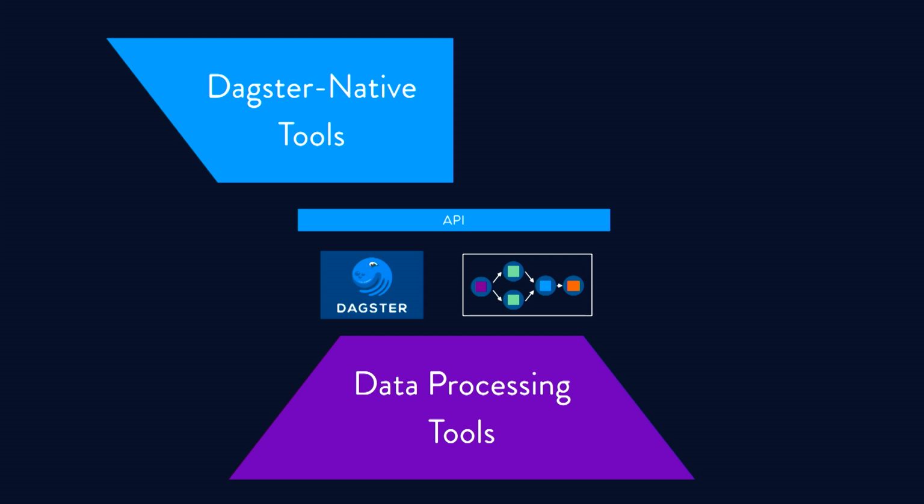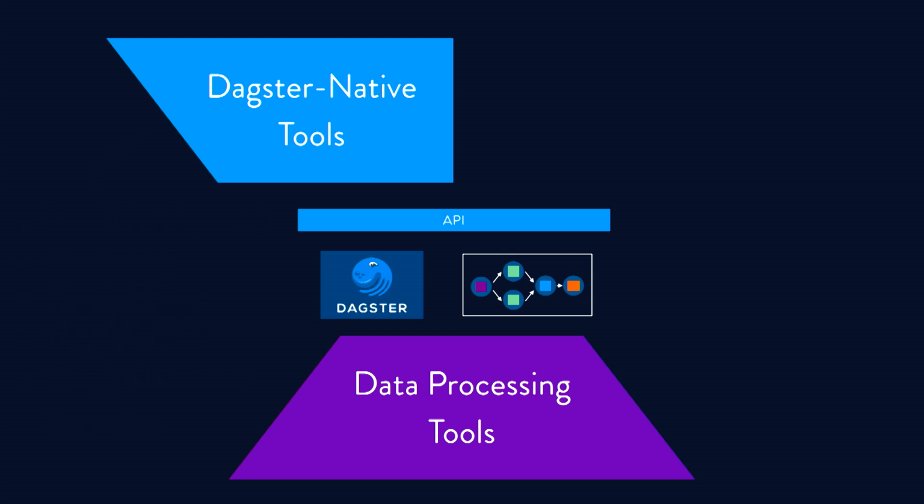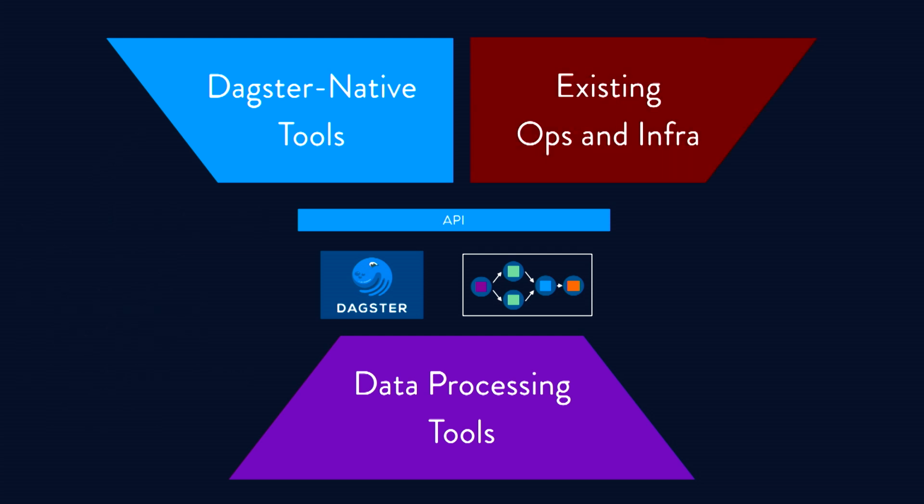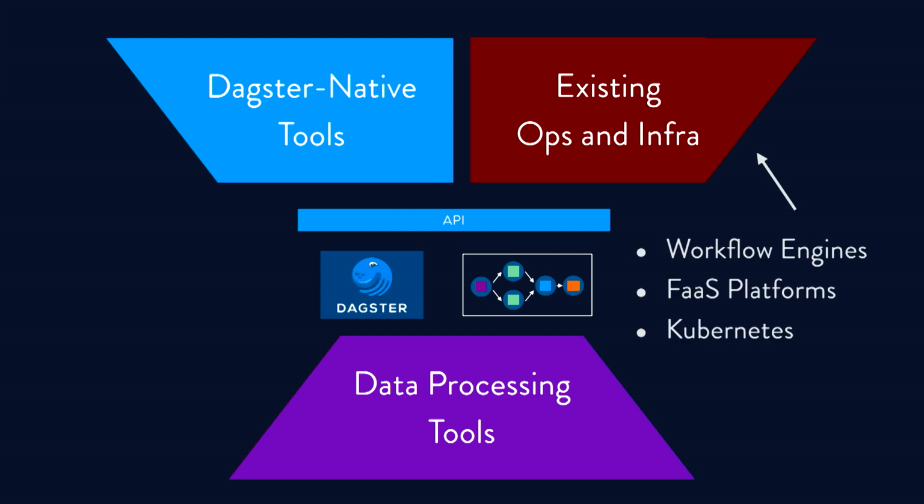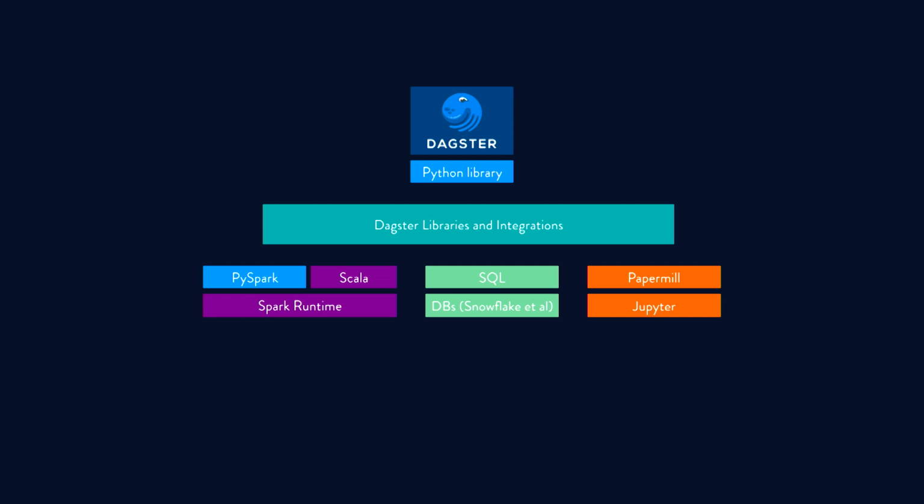On top of that, we have Dagster native tools built over an API. Spoiler alert, that API is GraphQL. But that doesn't even matter, right? We have these nice tools on top of it, and because it's an API, you can also build your own tools. We provide local development, monitoring, the config editor, all that stuff. And then we also have integrations with existing infrastructure tools. So this is a pure software abstraction. It's meant to be deployed across any arbitrary execution substrate. So it's not vertically integrated and tied to, say, Kubernetes, like Kubeflow.